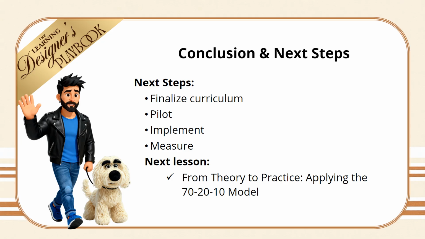Encourage feedback loops to update content as performance needs evolve. Keep learners engaged with active, real-world practice and timely feedback. With a structured, data-informed approach, your curriculum drives measurable performance improvements. Your next step is Lesson 12, From Theory to Practice, applying the 70-20-10 model. Continue applying these principles to ensure impactful, sustainable learning solutions.